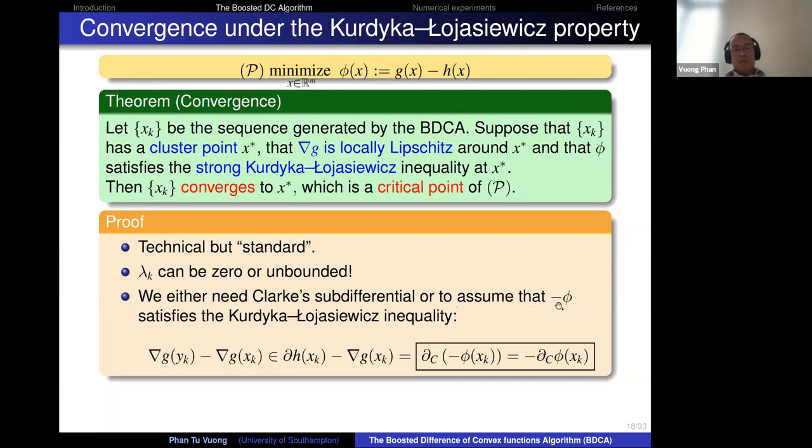We need to assume that phi satisfies the strong Kurdyka-Lojasiewicz inequality, or the function minus phi satisfies the classical Kurdyka-Lojasiewicz inequality. The problem is that we need to take the minus outside of the subdifferential. So it's a technical assumption, because in the proof we need to take the minus sign outside of the subdifferential, and that is only satisfied for the Clarke subdifferential.